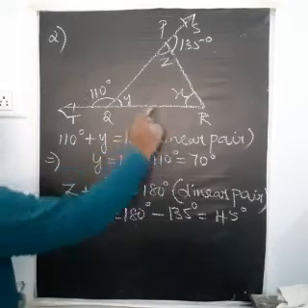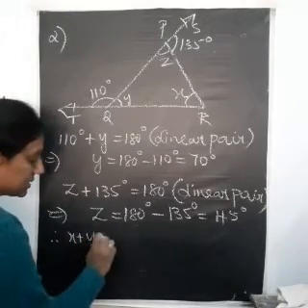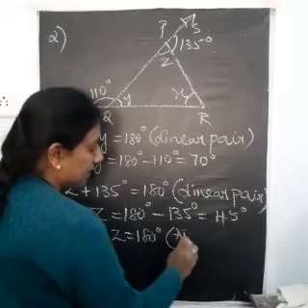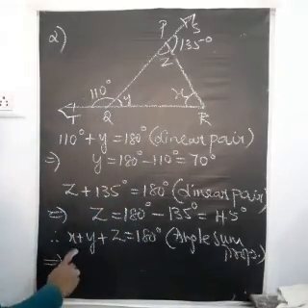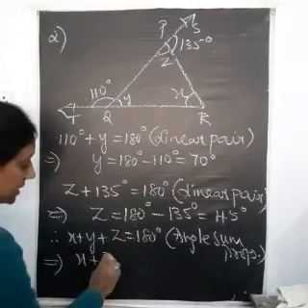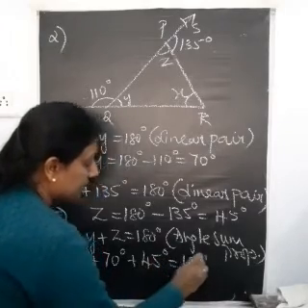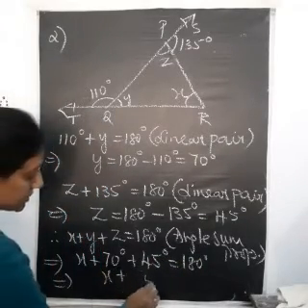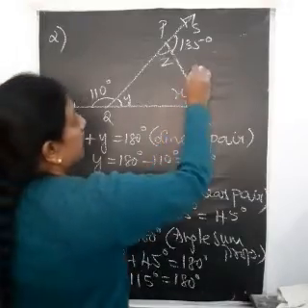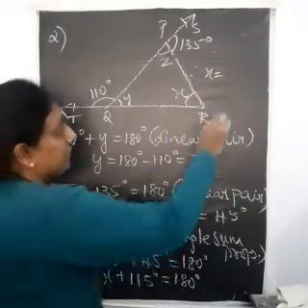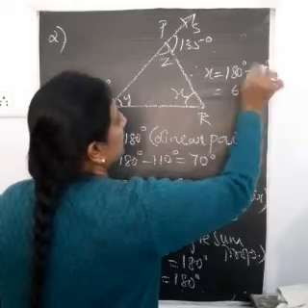So can we find X? We can use the angle sum property and find X. So therefore X plus Y plus Z equal to 180 degrees. This is by angle sum property. Okay, so what is X value? We don't know. What is Y value? 70, plus Z is 45, equal to 180 degrees. So what do you get? X plus this 115 degrees is equal to 180 degrees. Therefore, X is equal to 180 minus 115. 180 minus 115, that is 65 degrees.